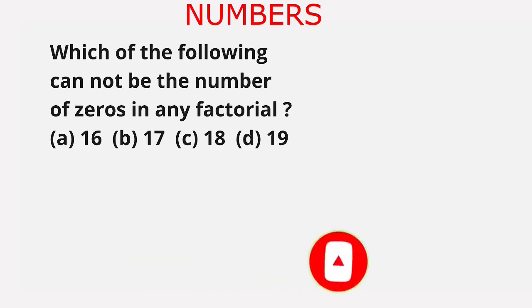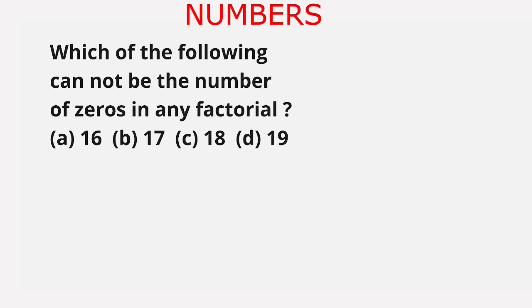We have to find out of 16, 17, 18 and 19 which cannot be the number of zeros in any factorial. At the end of 5 factorial there is 1 zero. At the end of 10 factorial there are 2 zeros. At the end of 15 factorial there are 3 zeros. At the end of 20 factorial there are 4 zeros. At the end of 25 factorial there are 6 zeros. At the end of 30 factorial there are 7 zeros.